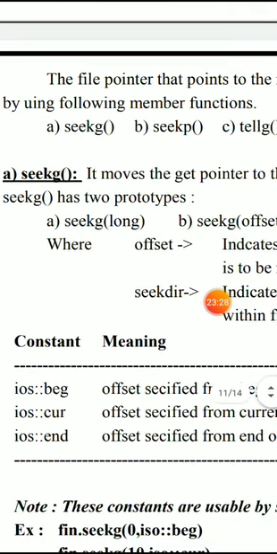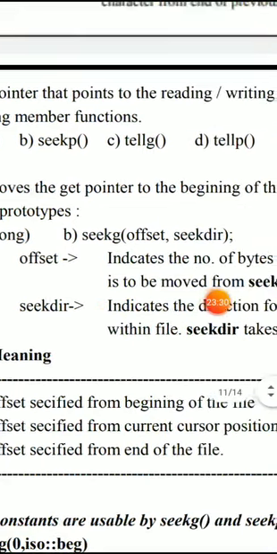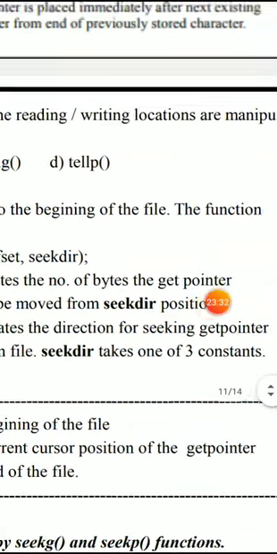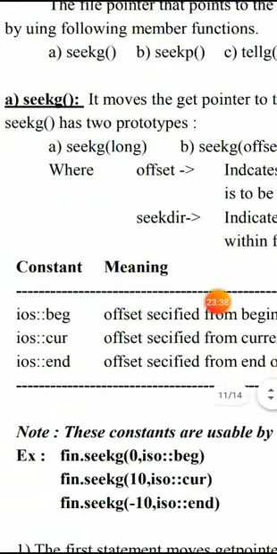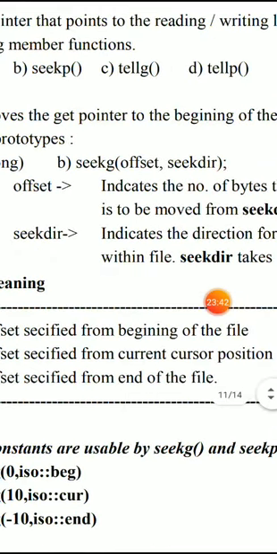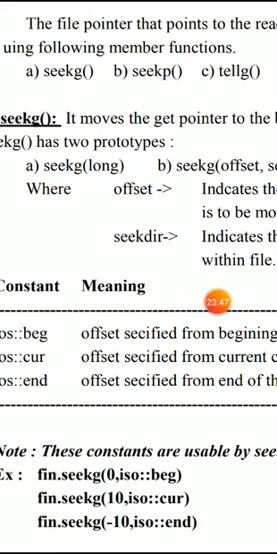So the seekg function is a function which moves the get pointer. This function has two prototypes. One is seekg(long), another is seekg(offset, seek_dir position). So seekg long: long is nothing but a long integer value which indicates the position of the get pointer during reading operation. In order to indicate the position of a get pointer during reading contents of a file, we can make use of the seekg function.